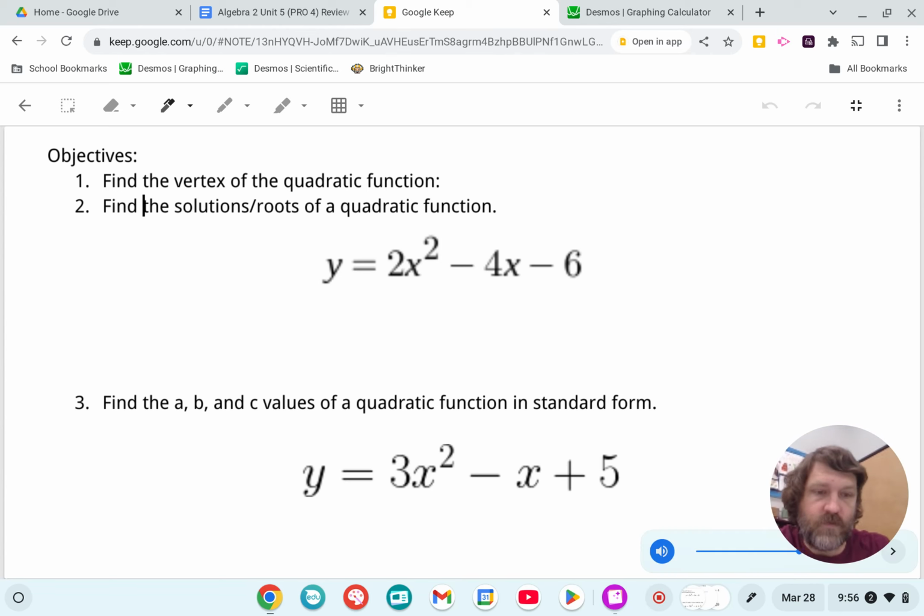All right, this is the review video for Algebra 2 Unit 5, also known as Pro Unit 4. We're just going to go through these questions real quick for you guys and get you set up. Looking at this first set, obviously I skipped the vocabulary at the top of the page to make sure you look over that. We're looking for the vertex of a quadratic function and the solutions or roots of a quadratic function. For both of those things, we will have a given quadratic function that we're going to need to go over to our graphing calculator.